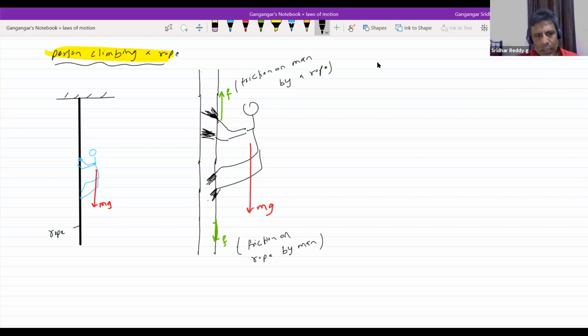Now this friction, what will it do? It will try to pull, no? So this friction which is acting here on the rope, what will it do? It will pull the rope, no? That's why the rope will become taut. So, sir, what about tension? Yes, there will be tension. So what is the tension? Tension is equal to friction only. And that tension is what will be acting on the person. This is what actually happens here.